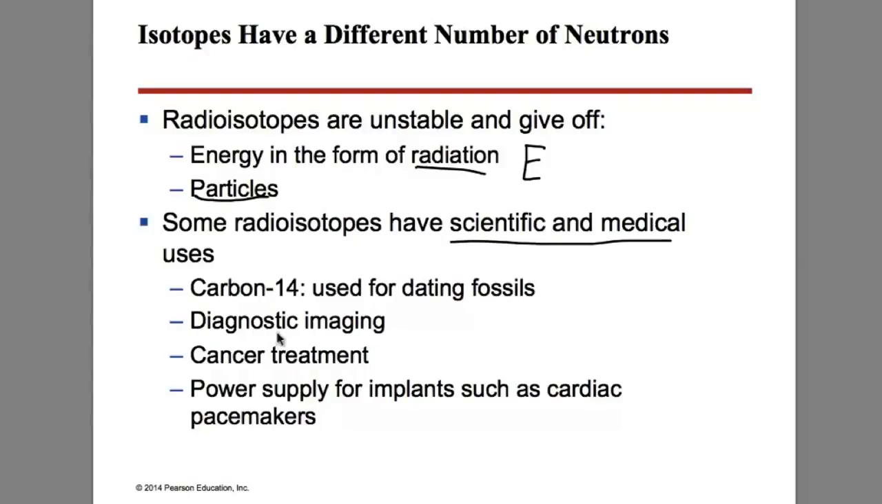But that also means that some radioisotopes have very useful applications in the scientific research field as well as medical uses. For example, C14 can be used to date fossils because a particular compound gives off radioactive particles at a given rate over time, and so by knowing that rate, you can estimate the age of a particular carbon-containing compound. Radioisotopes are also routinely used in imaging in the clinic, as well as to treat cancers, and also to supply power to implants such as pacemakers.